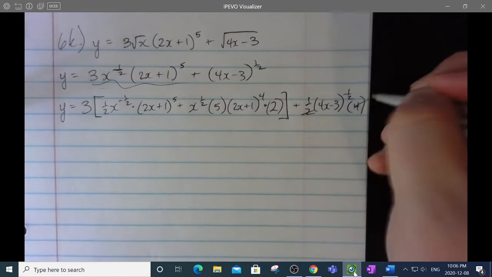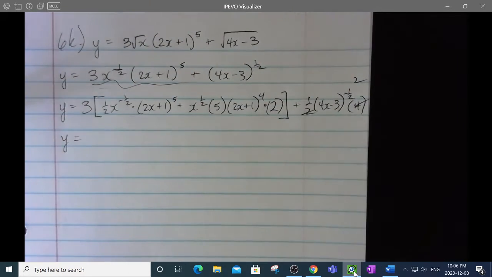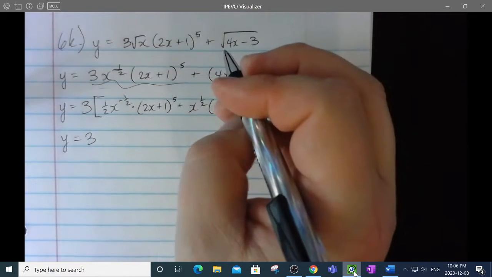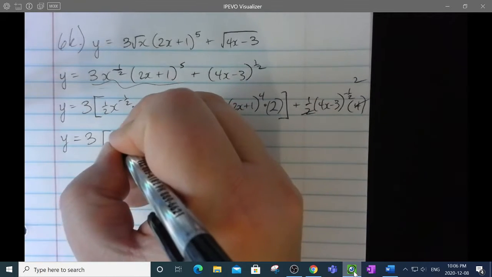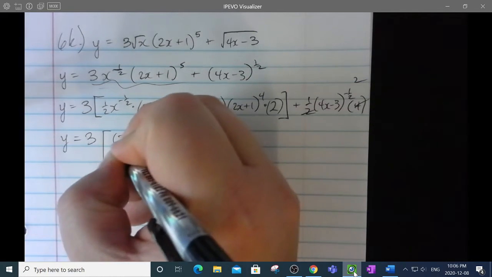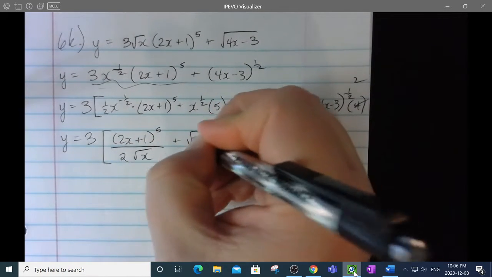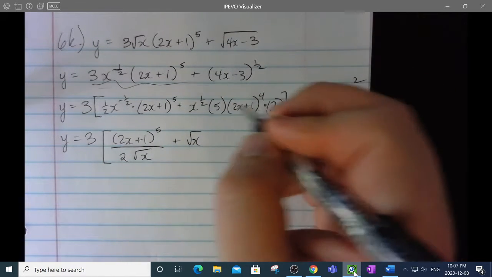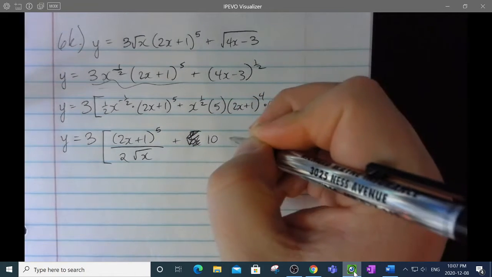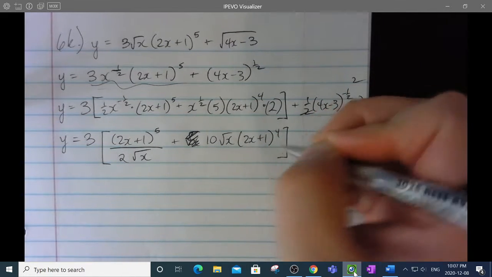Okay, 2 goes into 4 twice. What else can we do? Well, let's see. We can take that 3, leave it out here, and let's make these numerators and denominators. So this is going to be 2x plus 1 to the 5 all over 2 root x. I'm going to go back to radicals. Why not? Plus the root of x. 5 times 2 is 10, right? So maybe I'll just put a 10 out front. 10 root x, 2x plus 1 to the 4. And that one doesn't have any denominators.